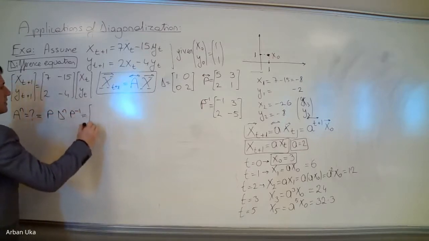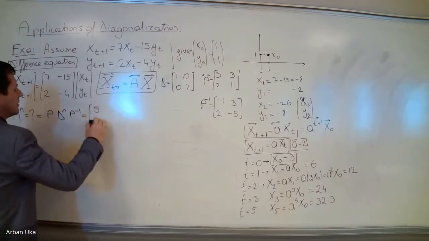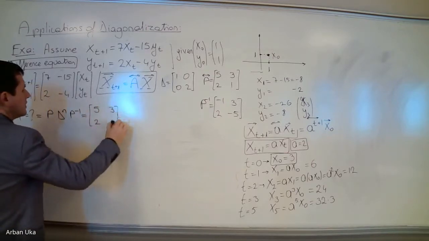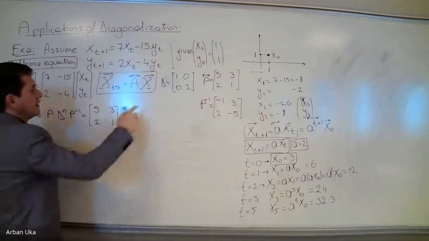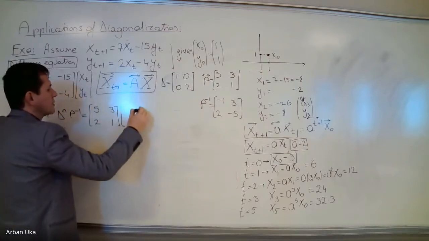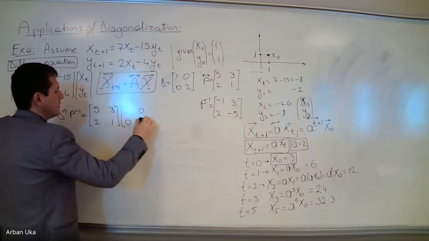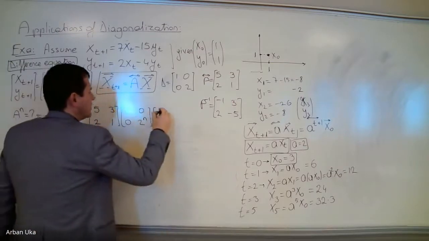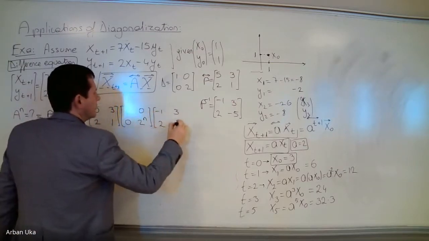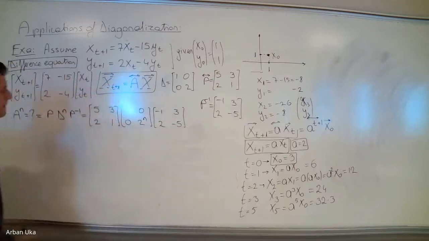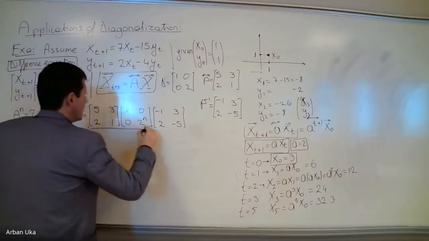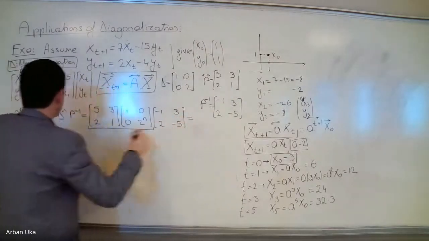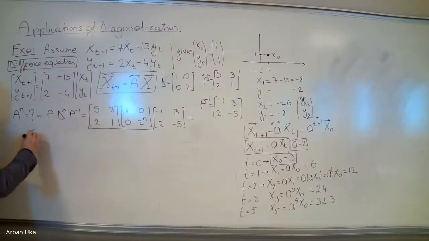And P itself is equal to 5, 2, 3, 1. D to the power n, it is 1 to the power n, it's always 1, 0, 0, 2 to the power n, multiplied by P inverse, which is minus 1, 3, 2, minus 5. Okay, so this is A to the power n, and here, let's try to multiply these two matrices first.